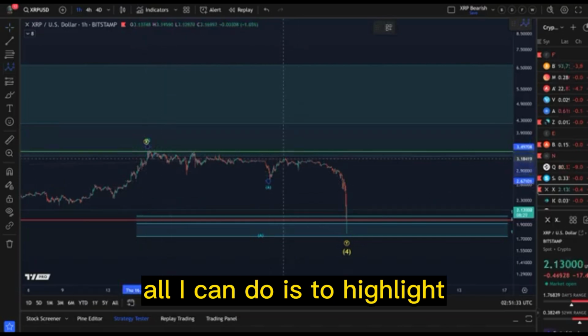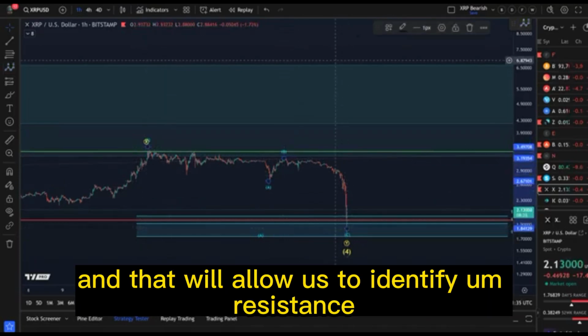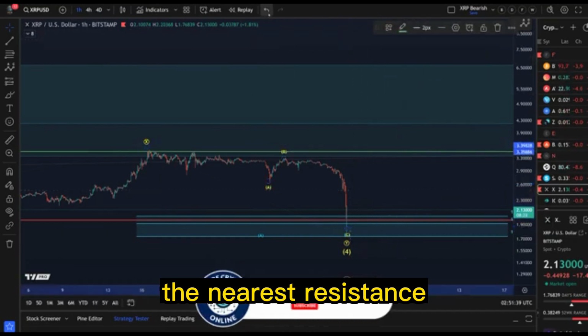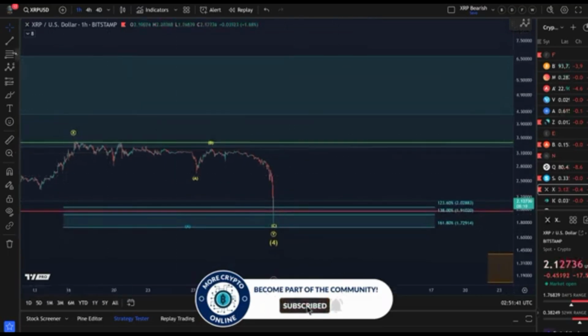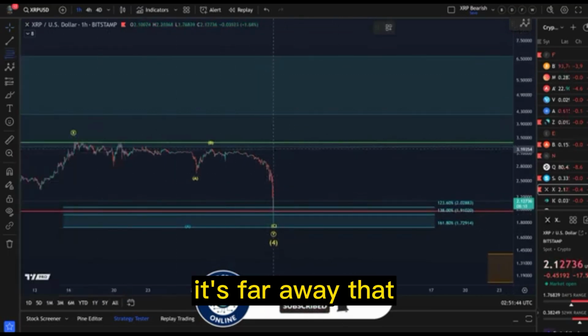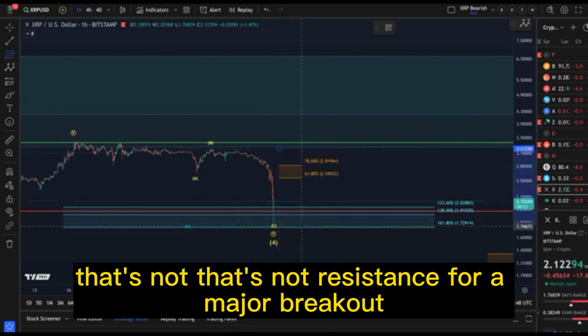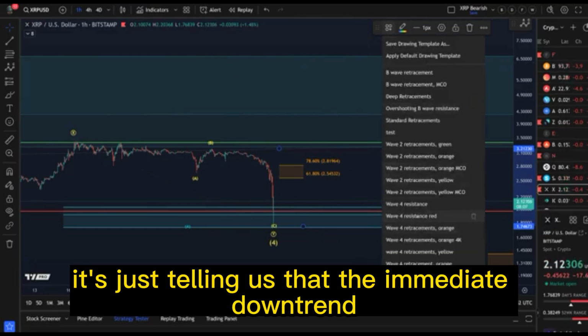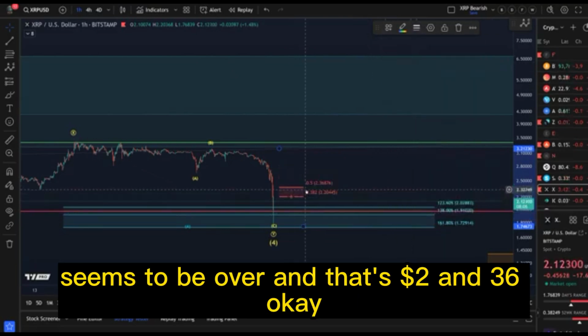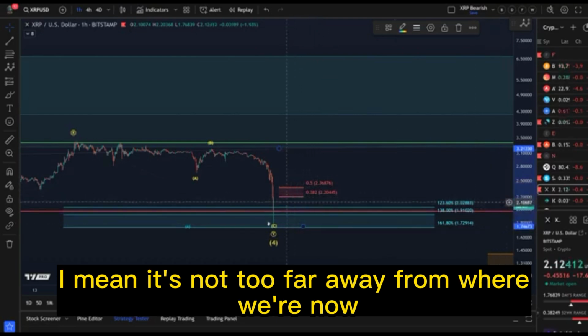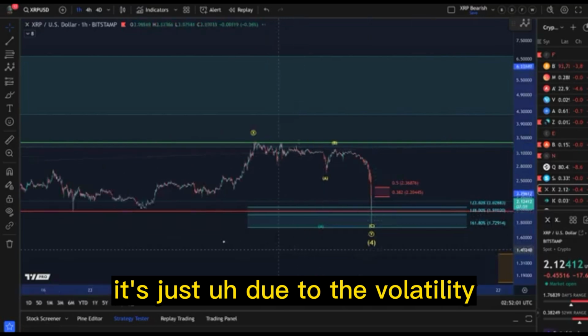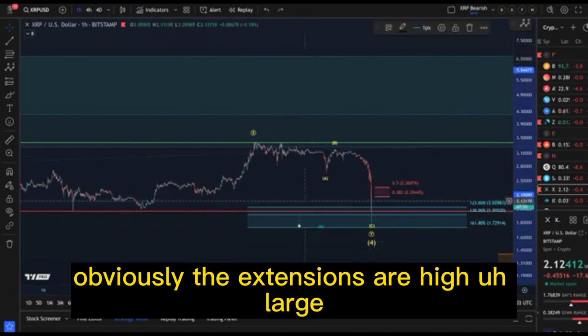All I can do is to highlight this could be an ABC structure, and that will allow us to identify resistance. The nearest resistance, it's far away. The nearest resistance that would indicate that a low of sorts is in place. That's not resistance for a major breakout. It's just telling us that the immediate downtrend seems to be over, and that's $2.36. Okay, I mean, it's not too far away from where we are now. It's just due to the volatility. Obviously, the extensions are large.